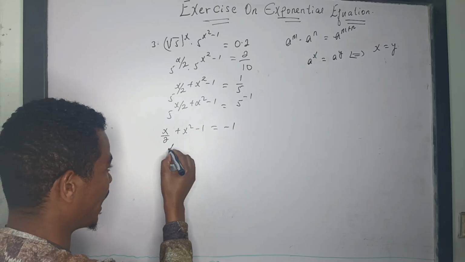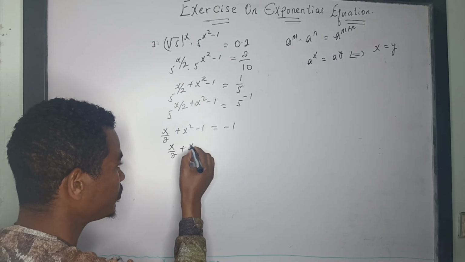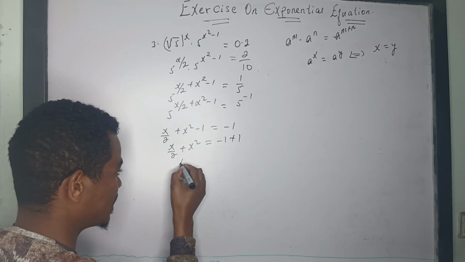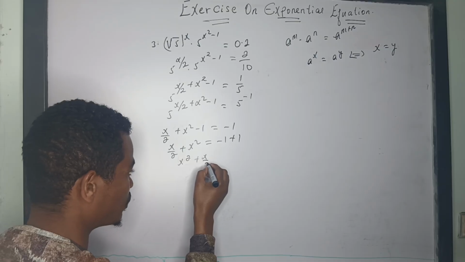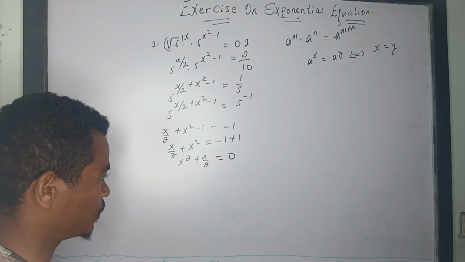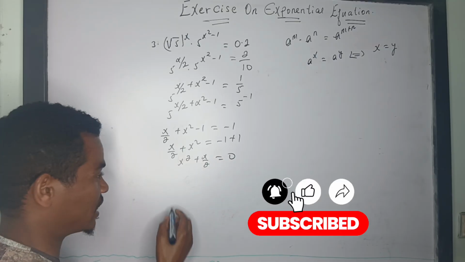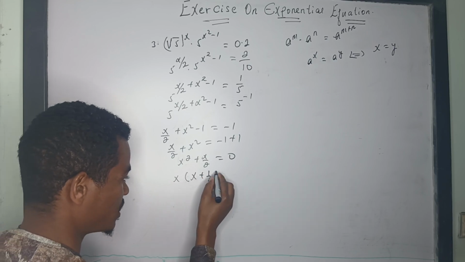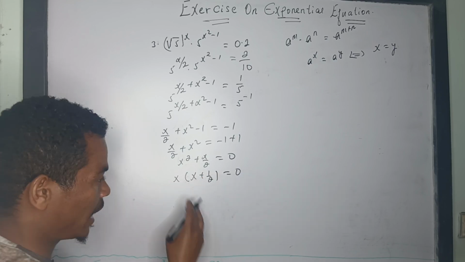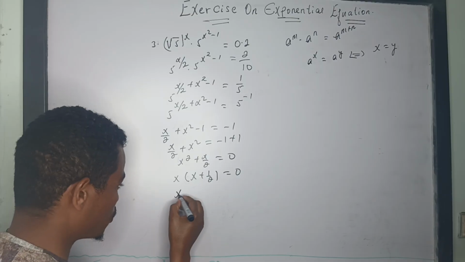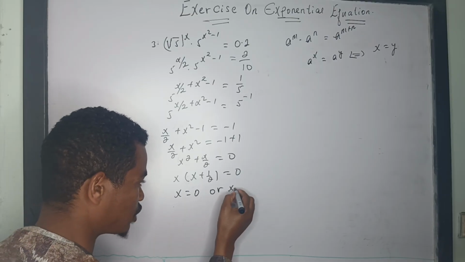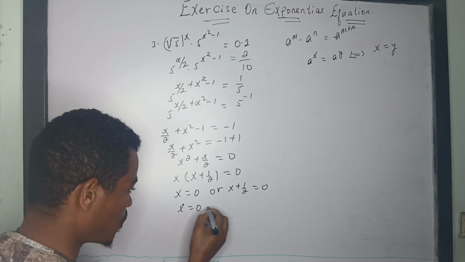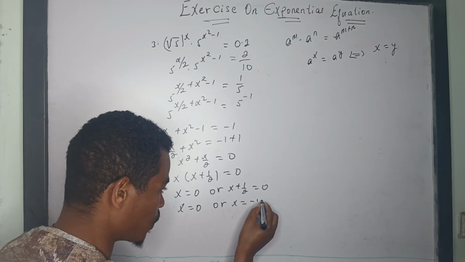That means x over 2 plus x squared. See now, what is the transfer, minus 1 plus 1. That is x squared plus x over 2 is equal to 0. This one is a quadratic equation now. We can factorize. The common factor for this one is x, so x times (x plus 1 over 2) is equal to 0. So x is equal to 0 or x plus 1 over 2 is equal to 0. So x is equal to 0 or x is equal to minus 1 over 2.